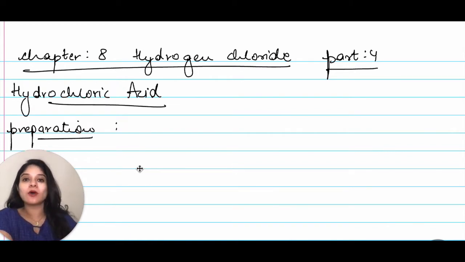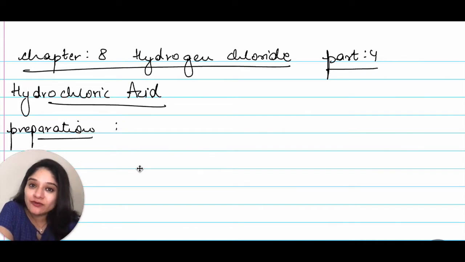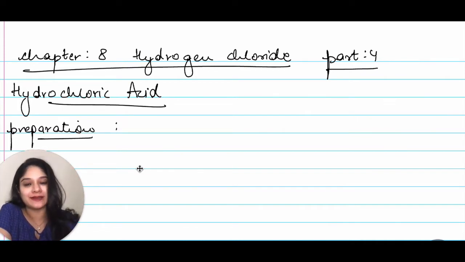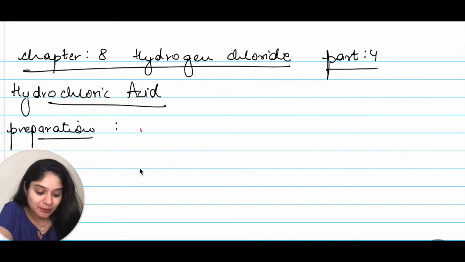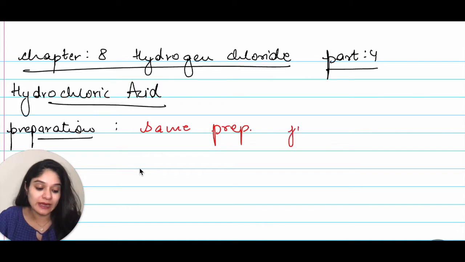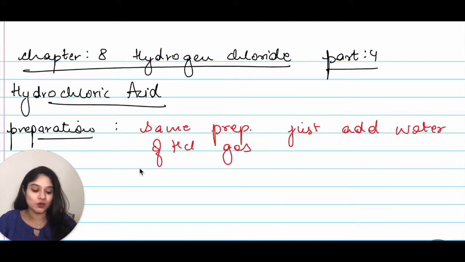So when we talk about preparation of hydrochloric acid, it is exactly the same as what we did for hydrogen chloride gas. The only difference right here is that the dry HCl gas that you will receive, you combine that with water and you get hydrochloric acid. So same preparation, just add water to HCl gas. And that gives us hydrochloric acid.